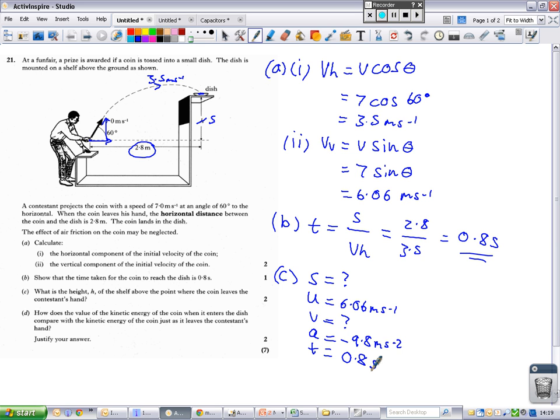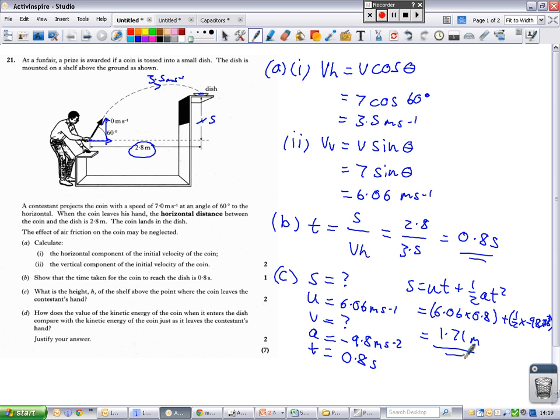So we're looking for S, we've got U, A and T, so it's going to be S equals UT plus a half AT squared. 6.06 multiplied by 0.8, plus a half times negative 9.8 multiplied by 0.8 squared, gives 1.71 meters. So you get your full 2 marks for figuring out that 1.71 meters.